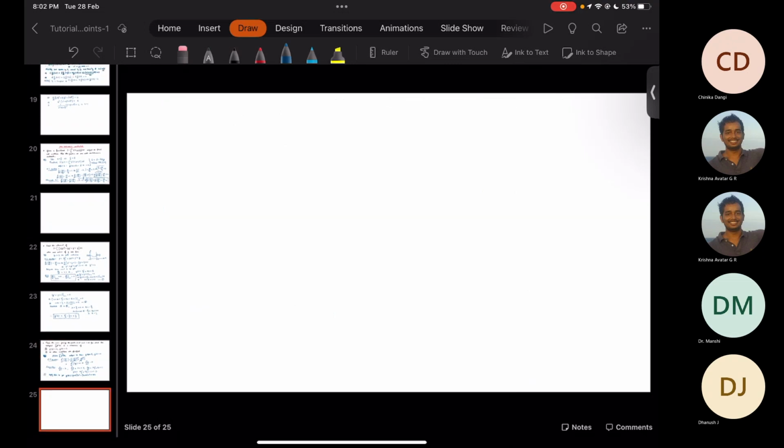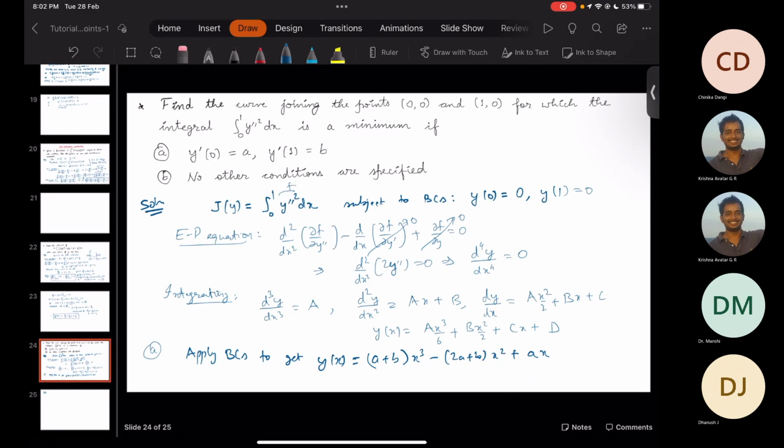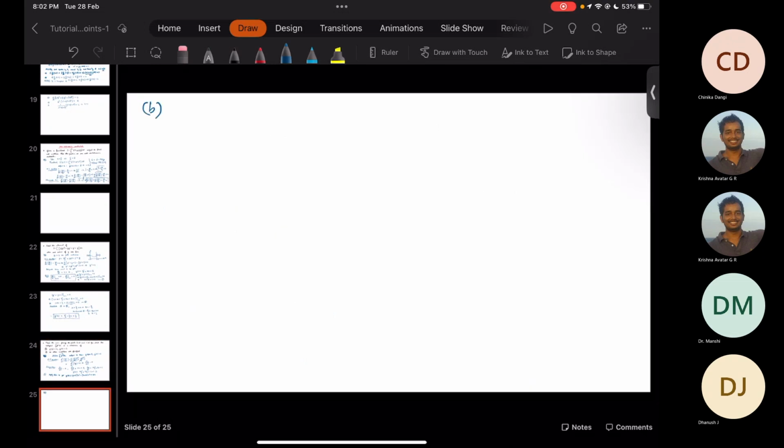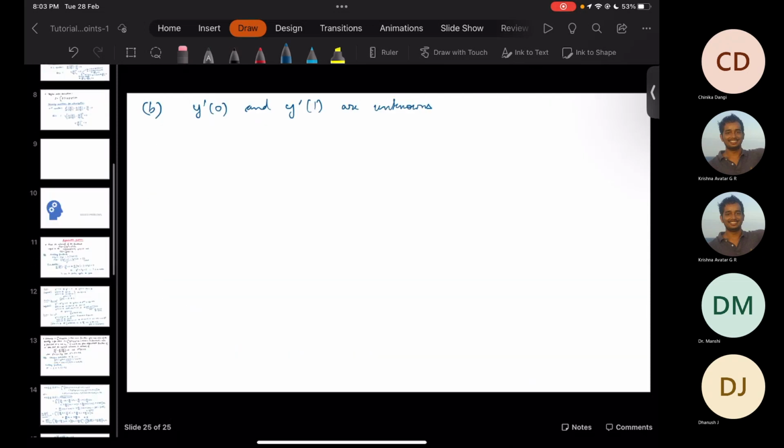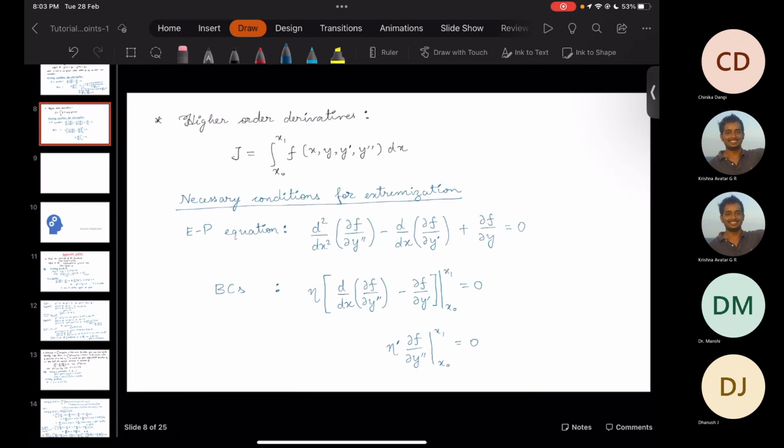Now for the second part, it says that no other conditions are specified, so it simply means that y prime at 0 and y prime at 1 are unknowns, or variables. So let's go back to the theory which describes what we have for higher order derivatives with variable boundary points. So our conditions are these two conditions.